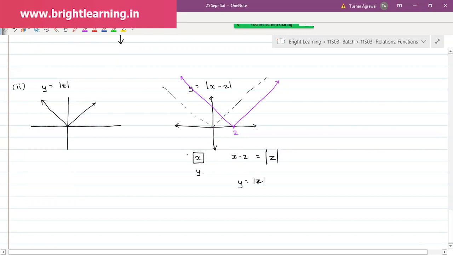Let's say if initially x equal to 0 was giving me the image as 0. Now I have to take z equal to 0. And in order to make z equal to 0, I will have to take x equal to z plus 2. The graph shifts right. This is the logic. Can you agree with me on this point?